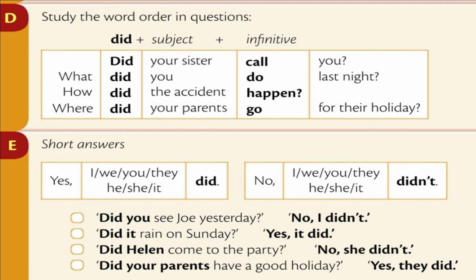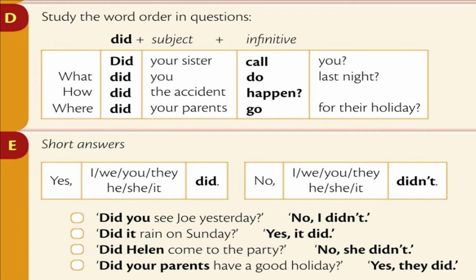Now, some examples of negative short answers. No, I didn't. No, we didn't. No, you didn't. No, they didn't. No, he didn't. No, she didn't. No, it didn't.